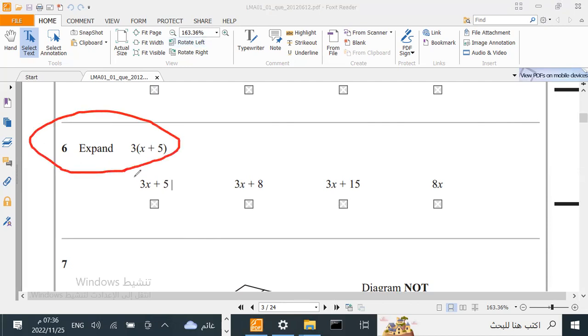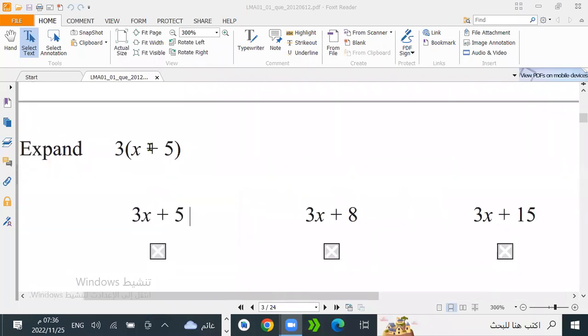Now let's talk about question 6. Expand. Do we understand the meaning of expand? 3 multiplied by 5. We're going to multiply the 3 by everything inside the bracket. So we take the 3 and multiply it with the x, which gives 3x, and then multiply the 3 by the 5, which equals 15. So the answer is 3x plus 15.